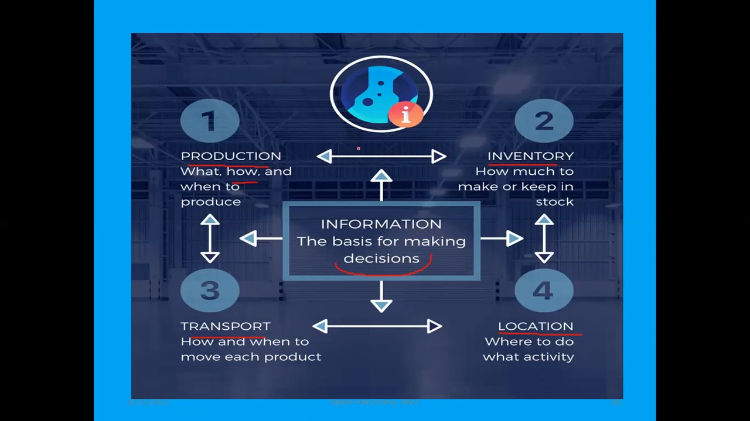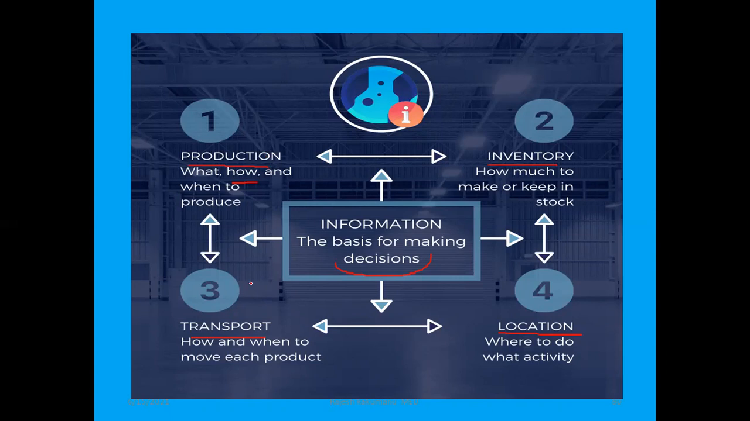The second one is inventory. So inventory means the stock that you are holding in rooms or some places. How much to make or keep in stock. That is finished products, or how much raw material we should keep in stock. That is also a big question.